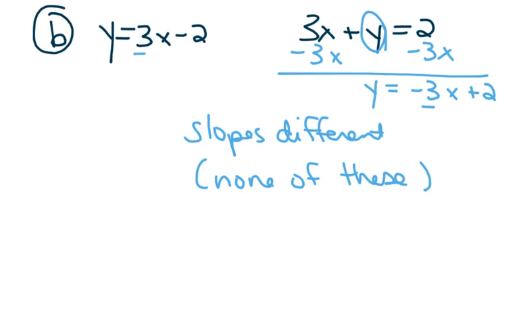Remember that two lines are perpendicular if their slopes are opposite and reciprocals. So these two slopes are opposites, but they're not reciprocals. All right, let's do this one more time.